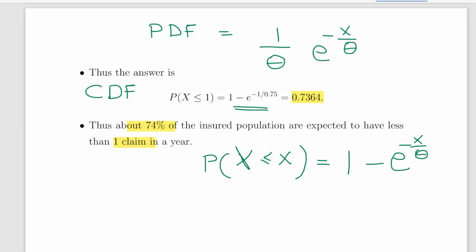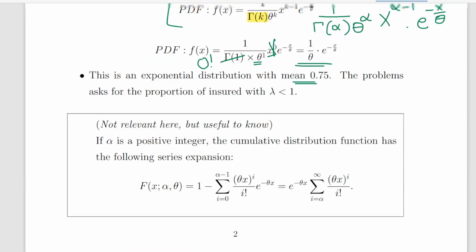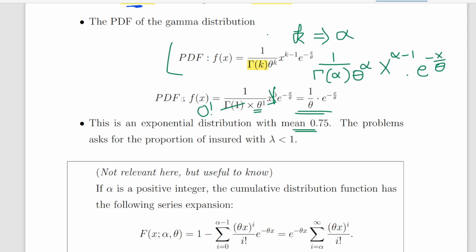You don't actually have to know the relationship between the exponential and the gamma distribution, but what you should be able to do is reduce it down a bit. Spot that this part here is 0 factorial, which is 1, and x to the power of 0 is also 1. So you should be able to spot how to reduce it there. We'll leave it there.